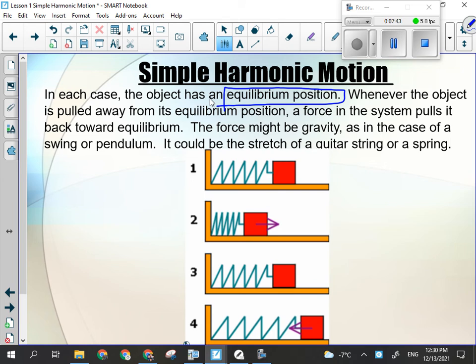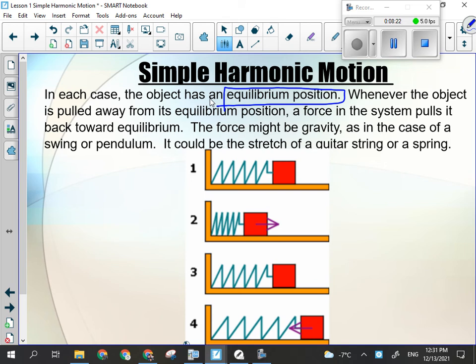So the object is pulled away from its equilibrium position, and a force in the system pulls it back. That force can be gravity, as in the case of a swing or a pendulum. But here's the weird thing, and sometimes people notice this about gravity being a restoring force. Can gravity increase? Then isn't what I just said all wrong? Because I just said that in order for simple harmonic motion to occur, the restoring force has to vary linearly with displacement, and gravity can act that way? Seems like I just contradicted myself.